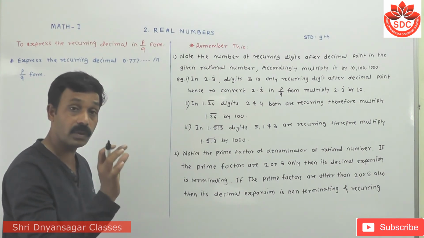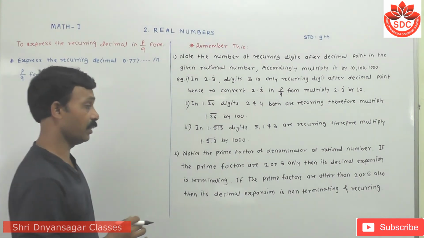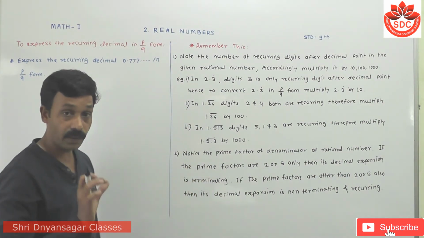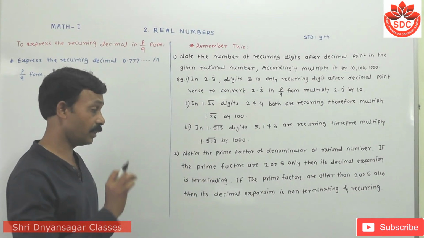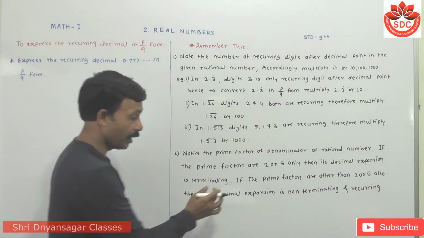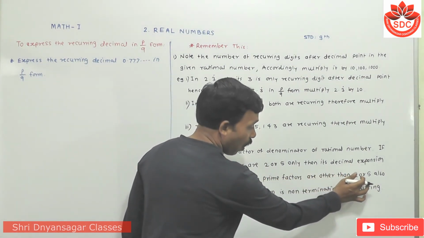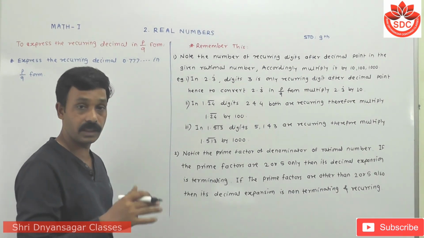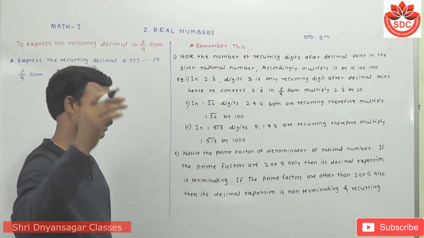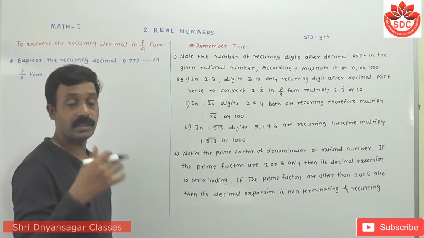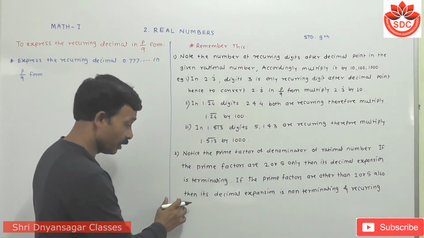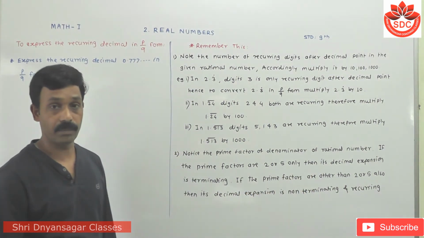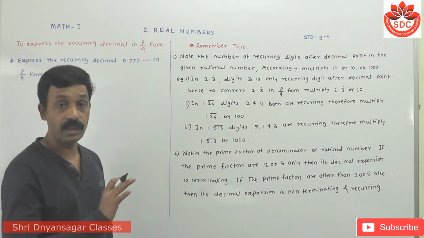then its decimal expansion is terminating. That is, when the prime factors of the denominator are only 2 or 5, the decimal expansion is terminating, which means it divides completely. And if the prime factors are other than 2 or 5, that is 3, 4, 6, 7, 11, 13 etc., then its decimal expansion is non-terminating and recurring.